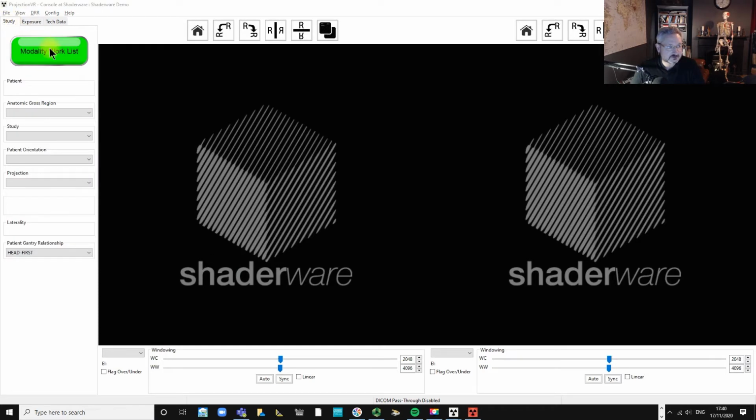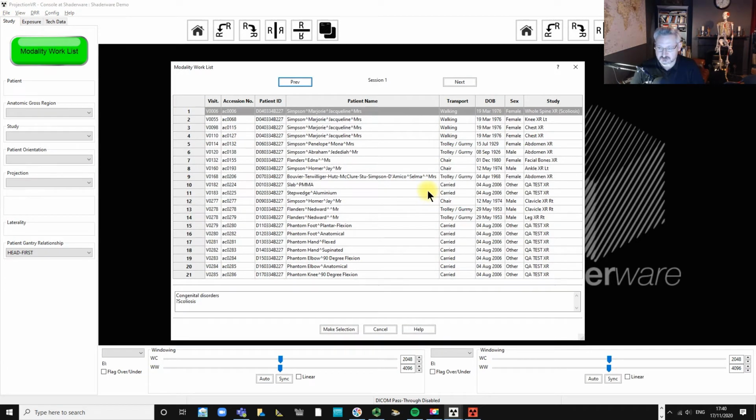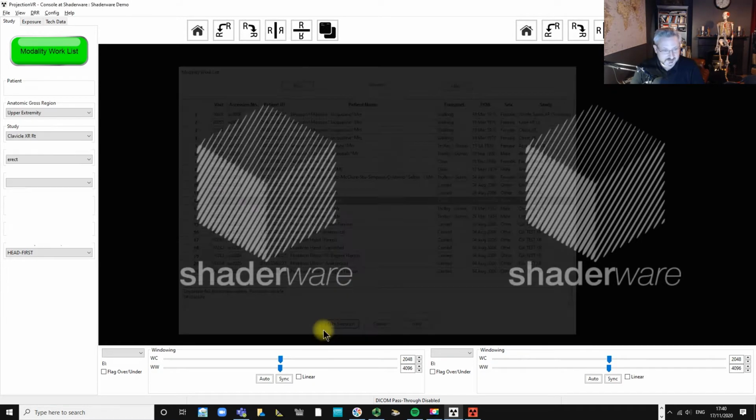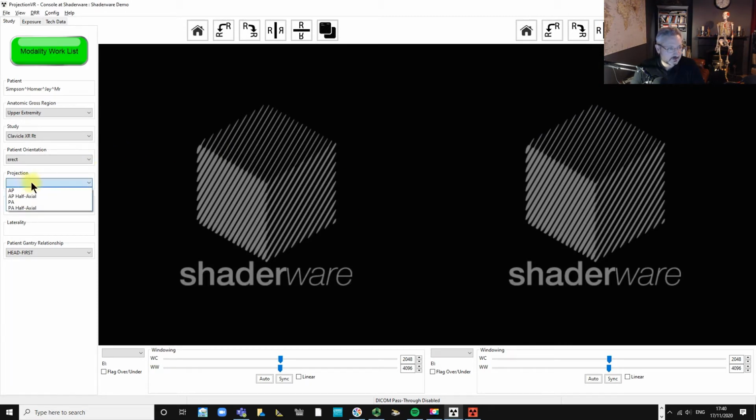So I'm going to go into the study tab and we're going to pick a patient for a clavicle who's walking. So here's Homer Simpson in a chair, so he'd probably be able to stand up against the erect bucky, which is our normal way of doing a clavicle. It says here that he fell from step ladders and he's got pain over the clavicle, query fracture clavicle. So we'll make that selection, and first off, we're going to do an AP projection.